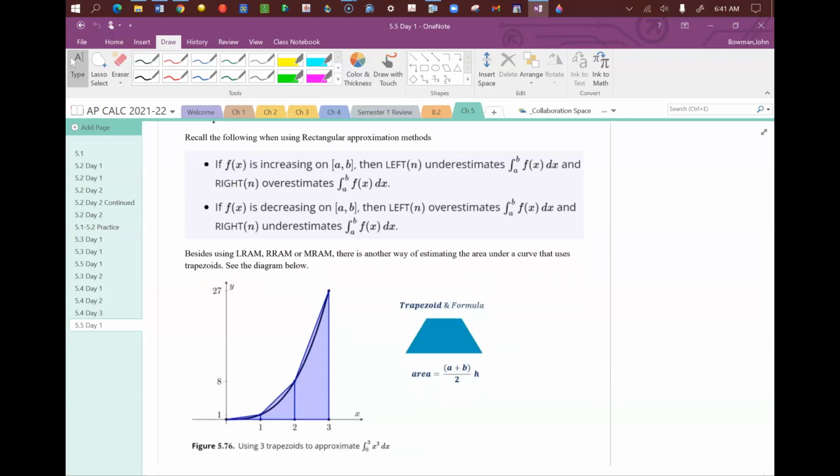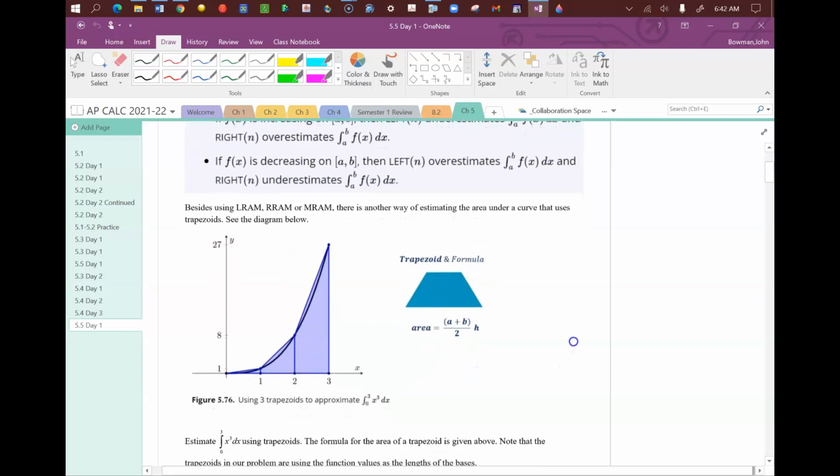But nevertheless, if a function f of x is increasing on a closed interval, then LRAM underestimates the integral from a to b of f of x dx, and RRAM overestimates the integral from a to b of f of x dx. If, however, f of x is decreasing on that closed interval, then LRAM overestimates the integral and RRAM underestimates it. Again, I don't recommend memorizing those. I recommend drawing yourself a picture of that.